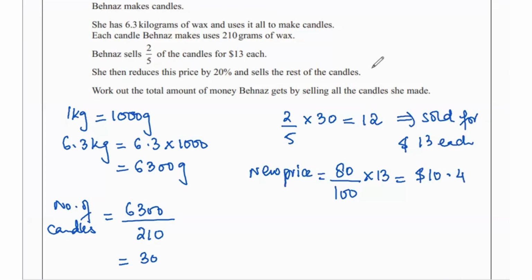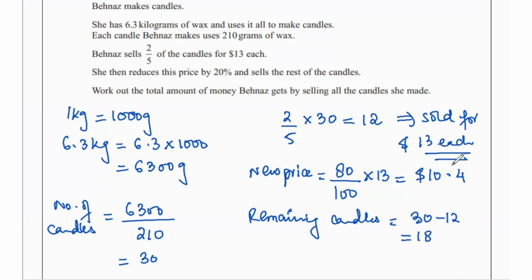So out of the 30 candles, 12 are sold at $13 each, and the remaining candles are 30 minus 12, which is 18. So she will earn 18 times 10.4. That's $187.2 from the remaining candles.